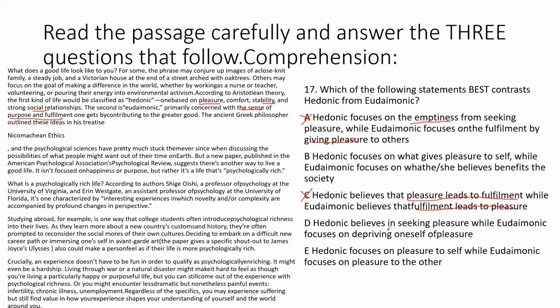This goes out. Option D: hedonic believes in seeking pleasure, while eudaimonic focuses on depriving oneself of pleasure. We are not given the information that the second one doesn't want pleasure. Rather, we know that the second one gets fulfillment by contributing to the greater good. So this goes out. Option E: hedonic focuses on pleasure to self, while eudaimonic focuses on pleasure to others. Eudaimonic never discusses pleasure. So the best option given to us is option B.